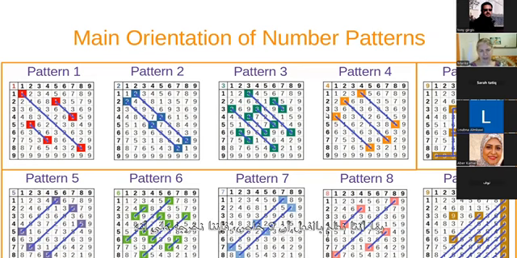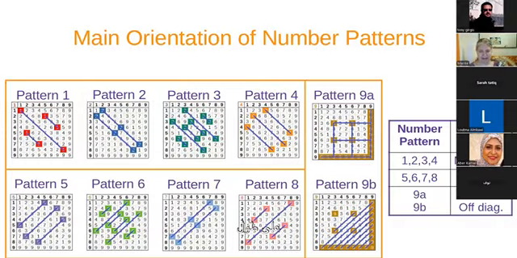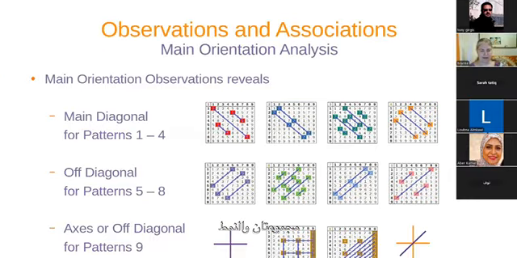So since we already know that 9 is a special pattern, we take it out as special, and we see that 1, 4, and 8 are oriented along a different axis, along a different diagonal. So the main orientation reveals basically 2 groups and the pattern number 9.